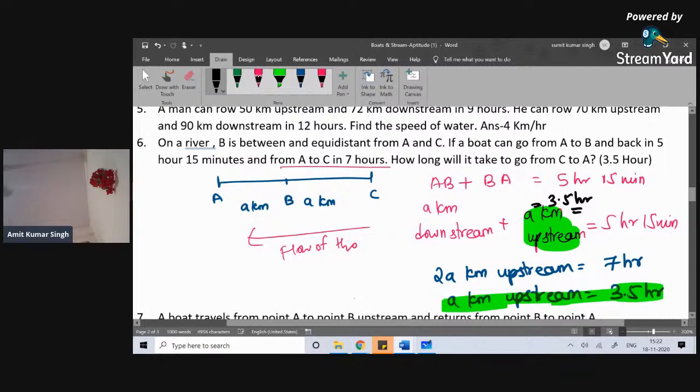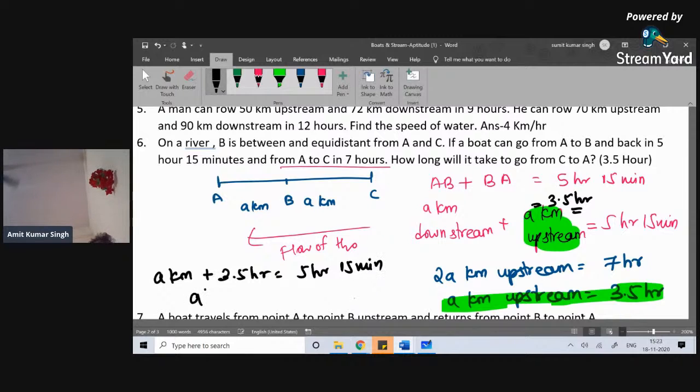So you just write this as an equation. a kilometer downstream time plus 3.5 hours is equal to 5 hours 15 minutes. So a kilometer downstream, that time will be equal to how much? That would be 1 hour 45 minutes.